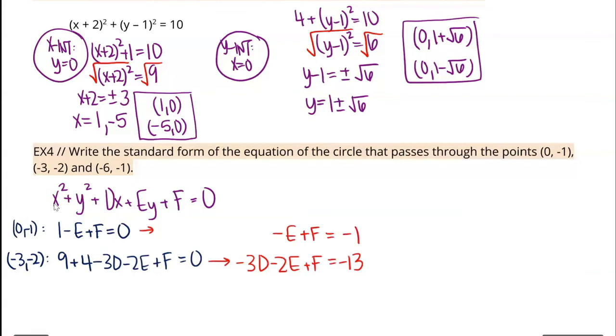Okay, and then our last point is negative 6, negative 1. So go ahead and do the same thing for that and put it into the Edpuzzle.